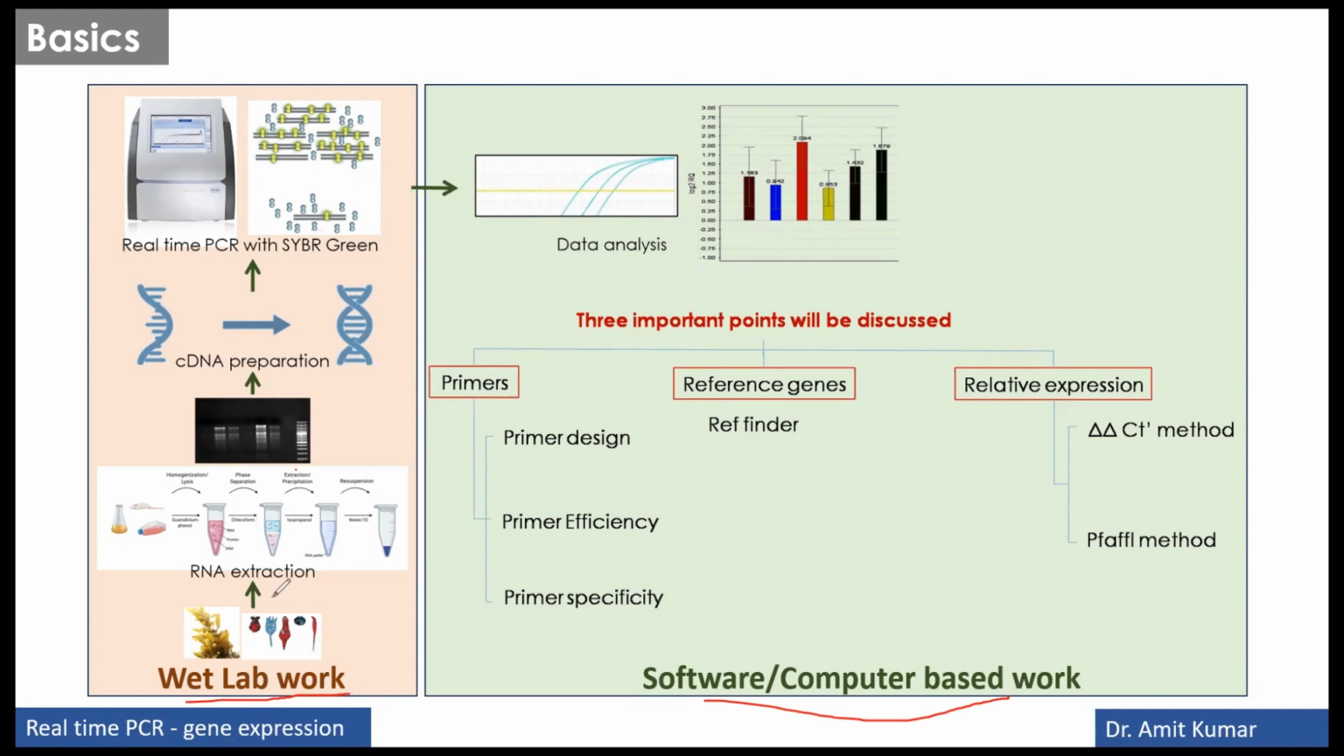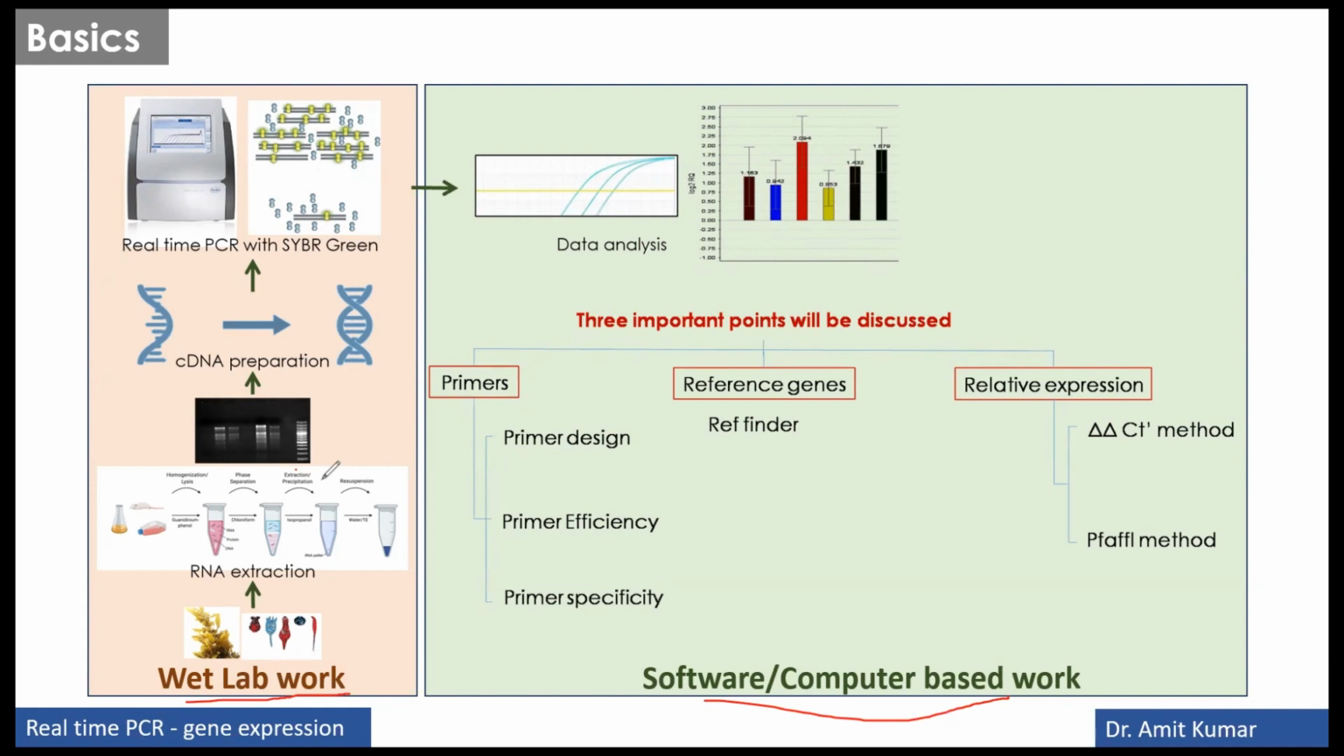Within the wet lab work, the first step is to collect the sample. Second, the preservation of the sample has to be done in a proper way, followed by RNA extraction. And what are the different things when we have to do the RNA extraction, that we will see. Once the RNA is extracted, you have to convert it into cDNA, but before that, you have to treat it with the DNase enzyme. After that, you have to look into the quality and the quantity of the RNA, and then a particular volume or amount of the RNA you have to take for the cDNA preparation.